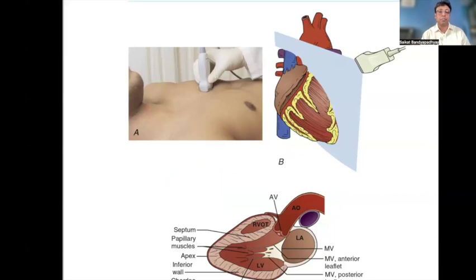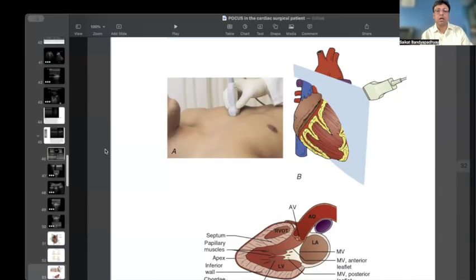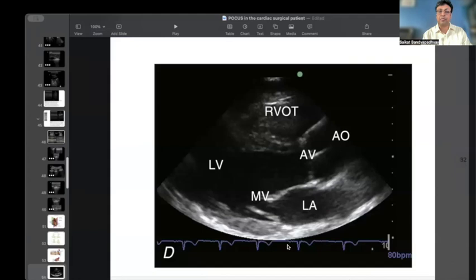Now, the first view is the parasternal long axis view, for which you need your cardiac probe, which is a phased array probe. The marker should be looking towards the patient's right shoulder, and you're at around the second or third intercostal space. This is a phased array 5 megahertz probe, just to the left of the sternum, and you get an image like this.